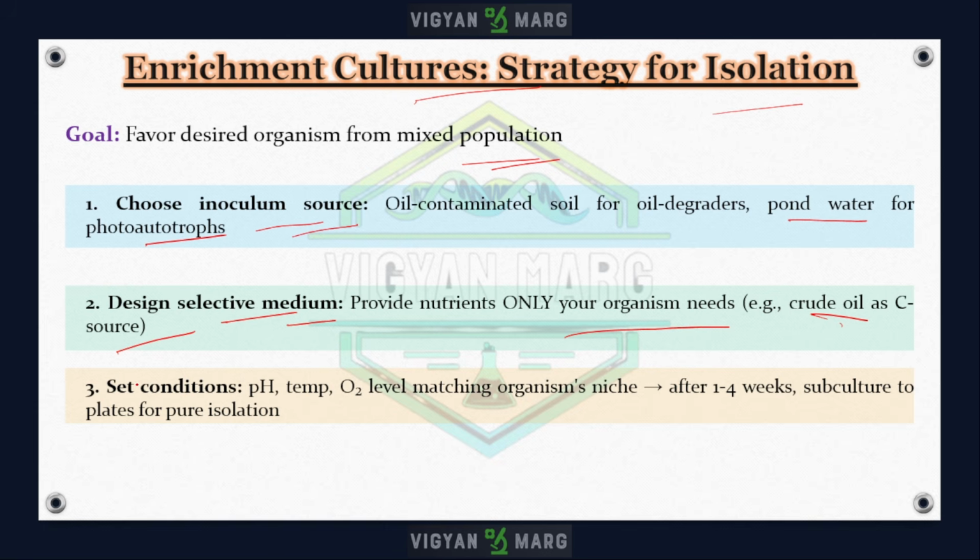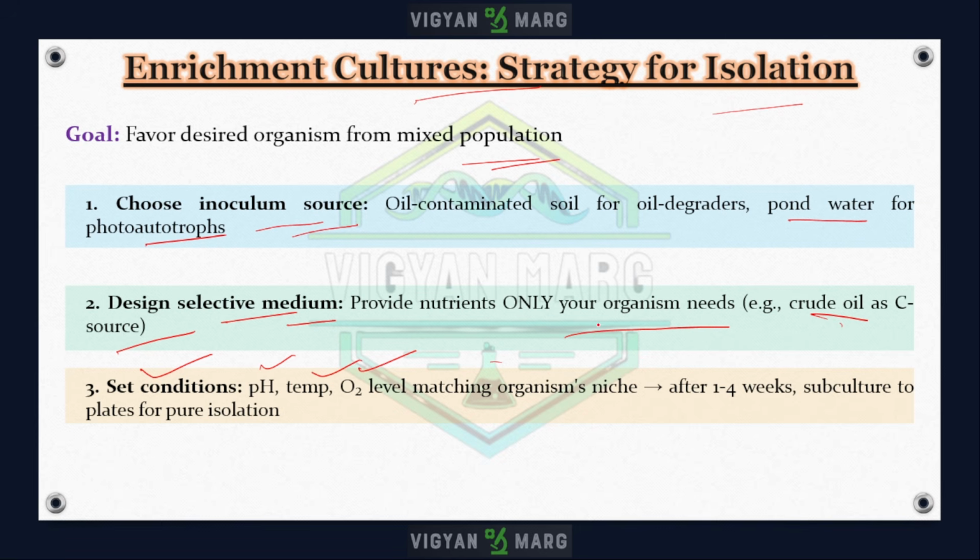Now you have to set up the environmental conditions where the organism can grow freely, such as you have to maintain the pH, the temperature, the oxygen level, and the light that closely mimic the natural niche of your target organism, like the natural conditions where the microorganism generally used to grow. You have to maintain those particular conditions in your laboratory.